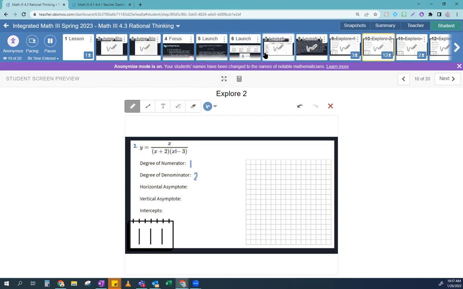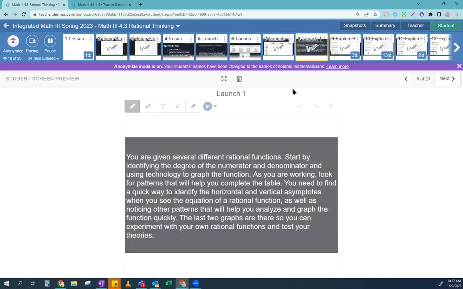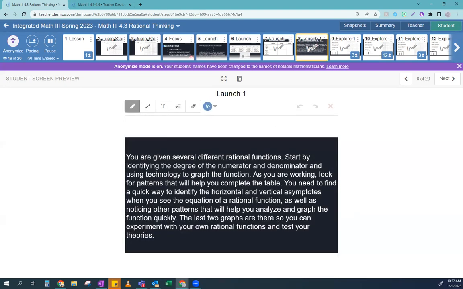Okay, so then let's go back to our directions. It says, as you are working, look for patterns that'll help you complete the table. You need to find a quick way to identify the horizontal and vertical asymptotes when you see the equation of a rational function, as well as noticing other patterns that'll help you analyze the graph and the function quickly. The last 2 graphs are there so that you can experiment with your own rational functions and test your theories. Yes, numerator is the top and denominator is the bottom. I say numerator is the top and denominator is down. DD, right? Has some alliteration for you.